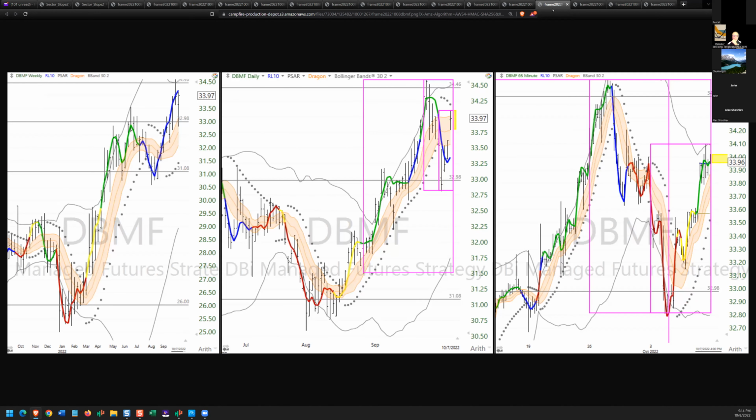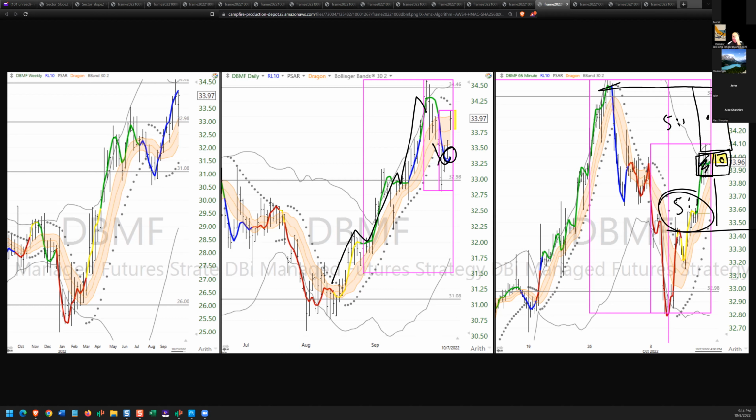DBMF, a managed futures strategy. So these are just active traders, professional traders, and they've had a couple nice Kata 2s. Another Kata 2 here have come into the consolidation zone, one step away from 34. So that's a 50-cent move. You're talking about a 10-cent risk box. So that's 5-to-1. And to the downside, there's a 5-to-1. Not sure how liquid this is, but it certainly is interesting.